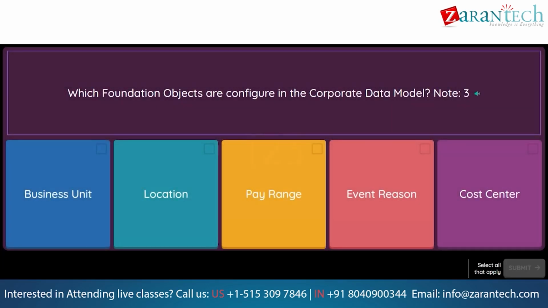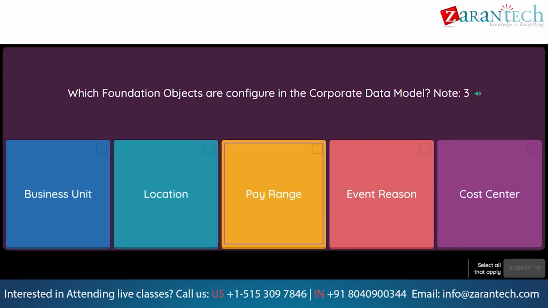Question: which foundation objects are configured in the corporate data model? Note: 3. Option 1: business unit. Option 2: location. Option 3: pay range. Option 4: event reason. Option 5: cost center.